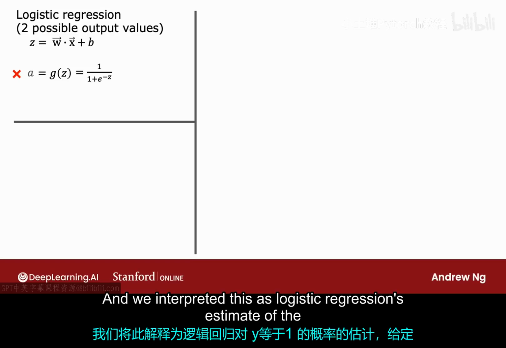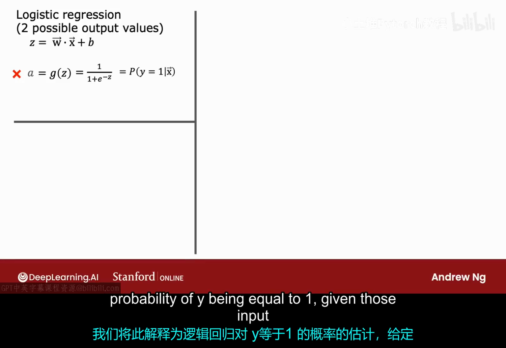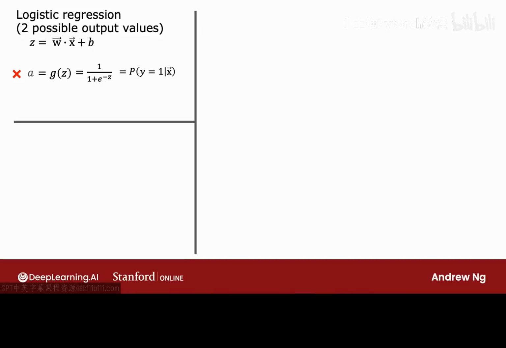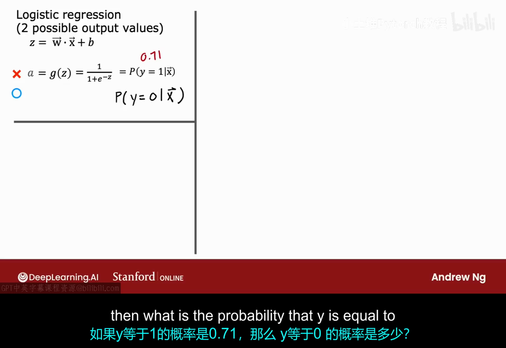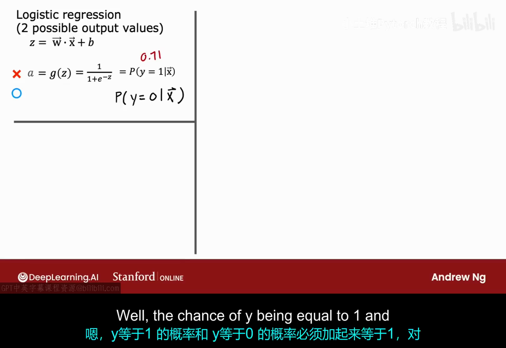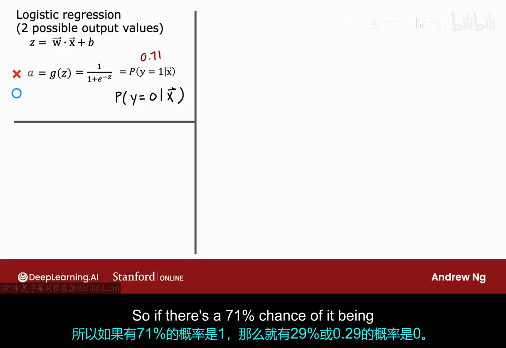And we interpreted this as logistic regression's estimate of the probability of y being equal to 1 given those input features x. Now, quick quiz question. If the probability of y equals 1 is 0.71, then what is the probability that y is equal to 0? Well, the chance of y being equal to 1 and the chance of y being equal to 0 have to add up to 1, right? So if there's a 71% chance of it being 1, there has to be a 29% or a 0.29 chance of it being equal to 0.